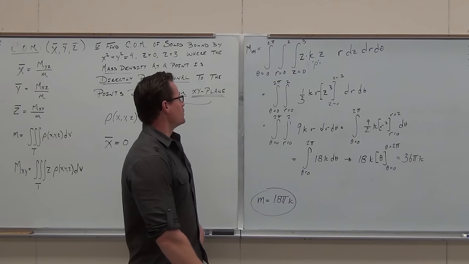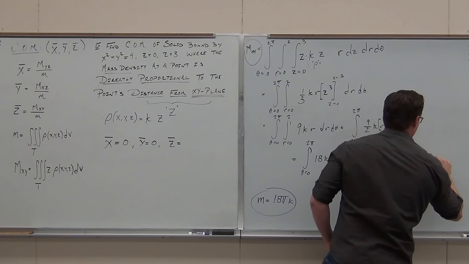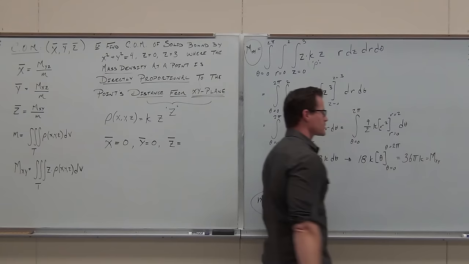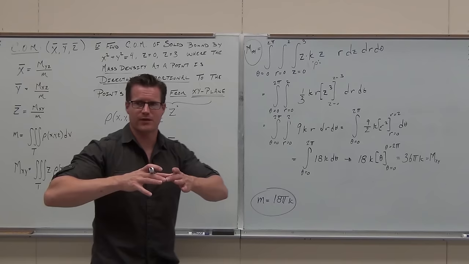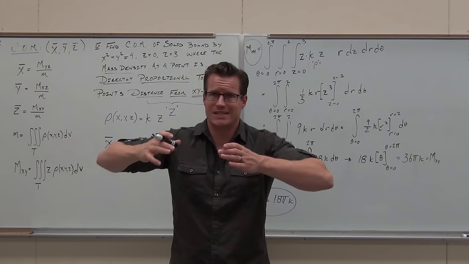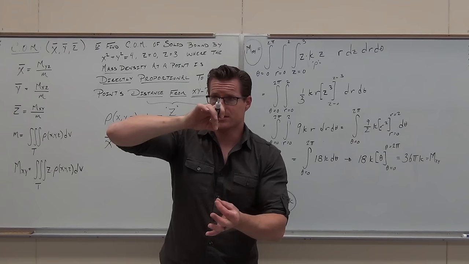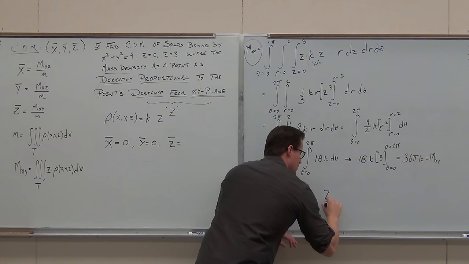This is the first moment of mass about the xy plane. That's what that is. Now, if we look at the center of mass, we've already determined that this is zero and this is zero by the nature of having a homogeneous disk riding up the z-axis. All we care about is, where's the center of mass according to the z-axis? That's what this relationship gives us. So the z takes this, divides by this.